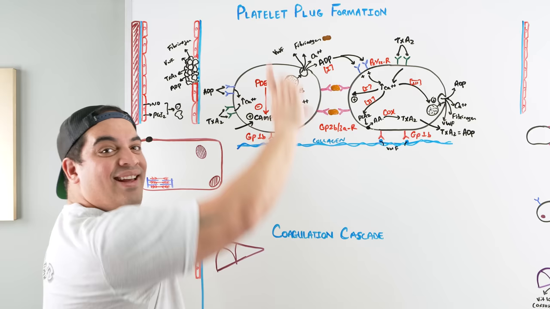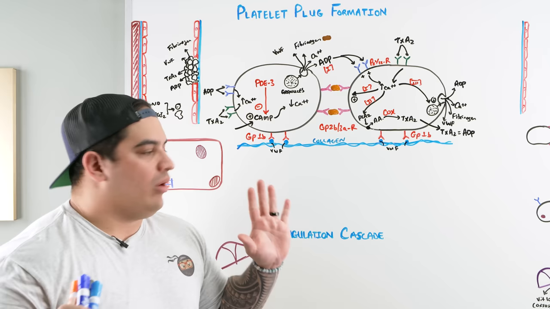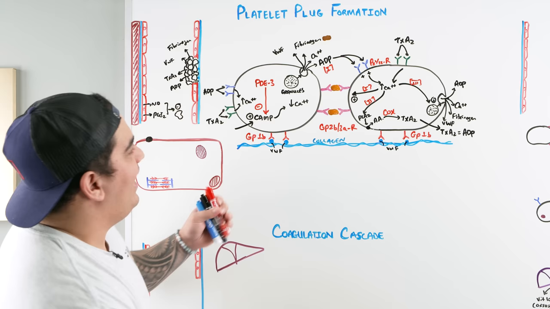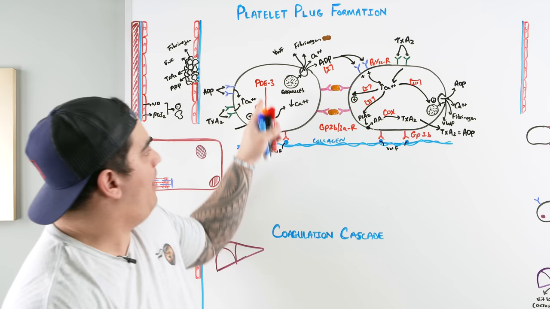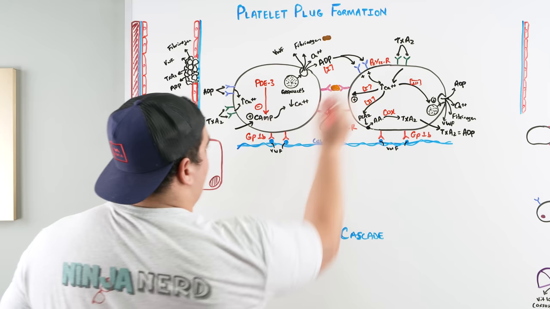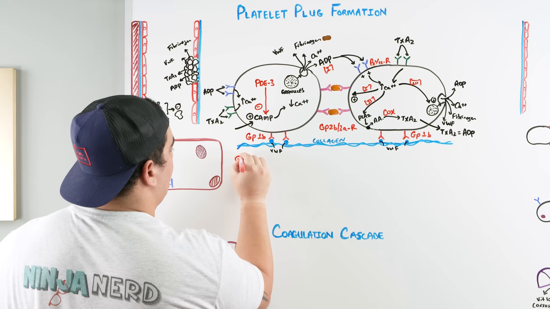You're probably wondering, Zach, why in the world are you telling me all of these particular things? I got you. If I could come up with a drug to inhibit all of these red specific points here, wouldn't that be pretty cool? I got you. So what I'm going to do is start off with the first one that we mentioned. I'm going to inhibit the P2Y12 receptor.